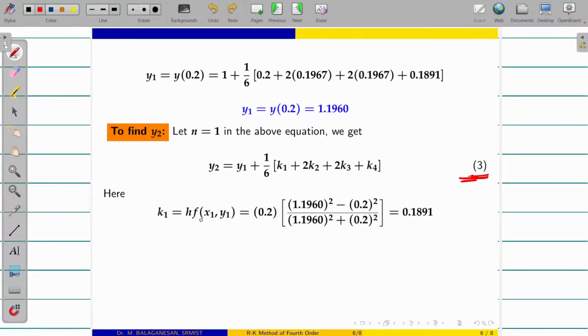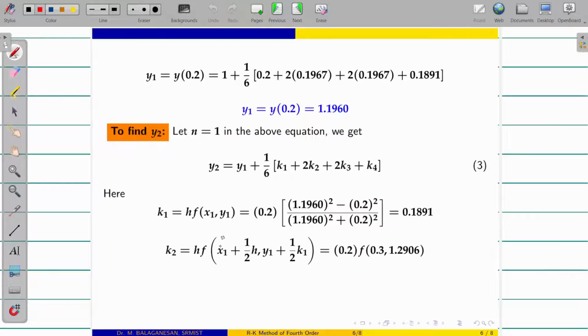Now find K1. K1 is equivalent to h into f, and in all the places you have to replace n by 1. So x1 comma y1. So 0.2 into f of x1, y1; the x1 value you just found before. X1 is given 0.2. Y1 is 1.1960. So in the place of x replace 0.2, in the place of y replace 1.1960. So replace it, we can get the answer K1.